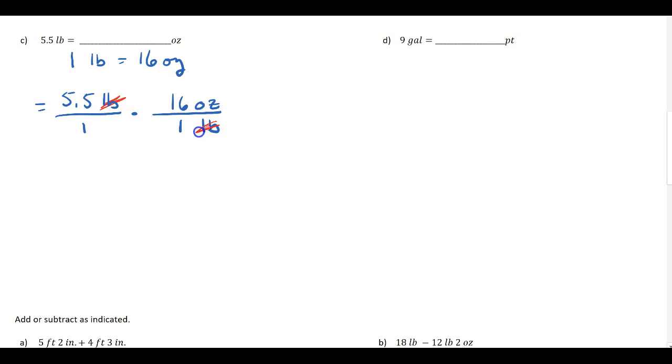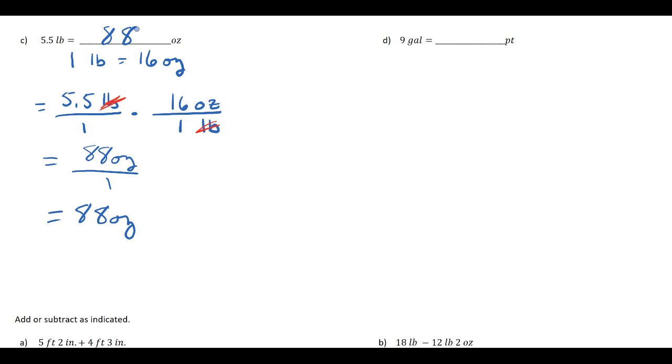I get to simplify my pounds. And then I'm going to multiply 5.5 times 16, which gives me 88. So I've got 88 ounces over 1, so that's 88 ounces. 5.5 pounds is the same thing as 88 ounces.